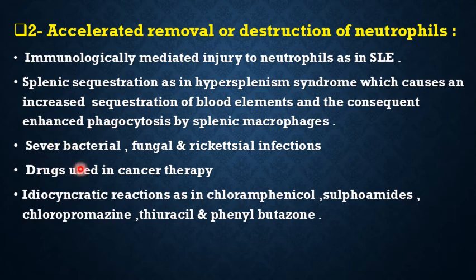Sometimes severe bacterial, rickettsial, or fungal infection might lead to neutropenia or destruction of neutrophils. Drugs also, certain types of anti-cancer drugs or immunosuppressive therapy. Idiosyncratic reactions to certain drugs, not dose related, usually occur in patients who do not tolerate this type of drug, such as chloramphenicol, sulfonamide, chlorpromazine, thiouracil, and phenylbutazone. So this idiosyncratic reaction might lead to destruction of neutrophils or accelerated removal.